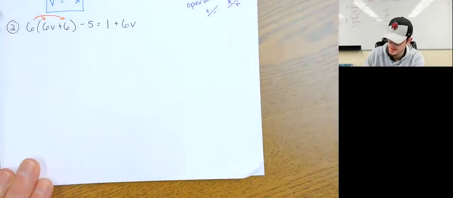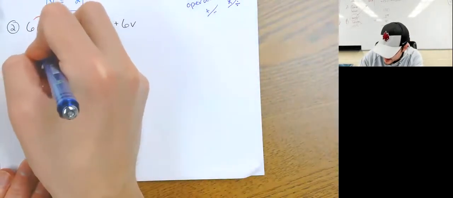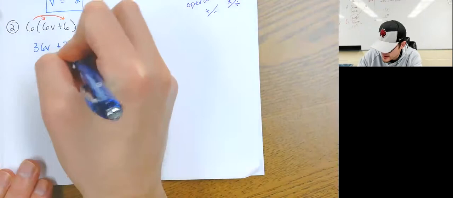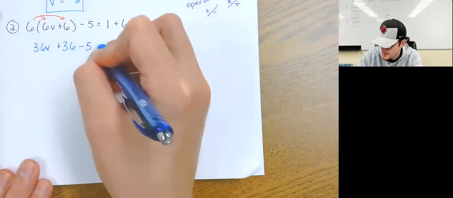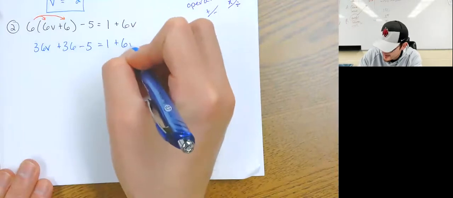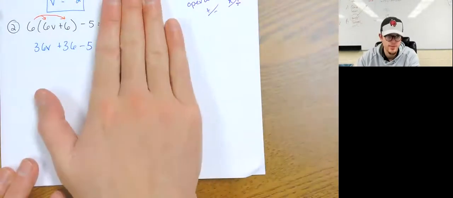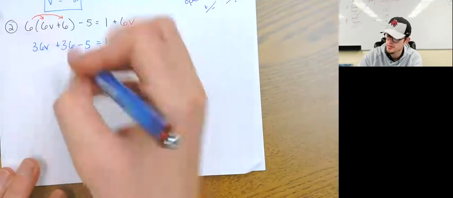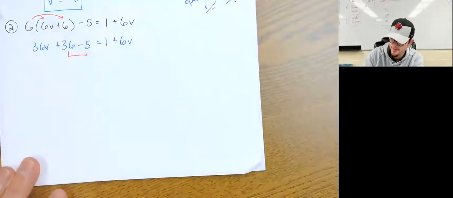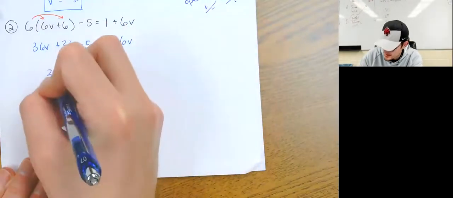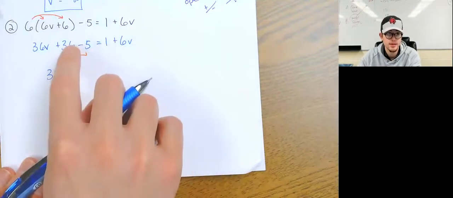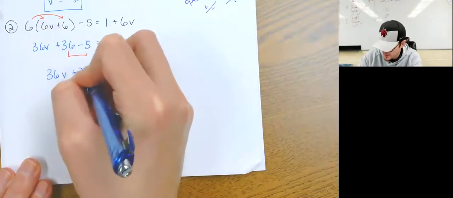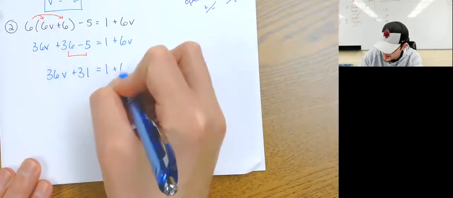So I get 6 times 6 is 36v. 6 times 6 again is 36. And then I just drop that minus 5, drop everything else that I didn't touch. Okay, now cover it up again. Is that left side simplified? No, it's not. I got two like terms that I can combine. So I get 36v. 36 minus 5 is 31. So I get plus 31 equals 1 plus 6v.